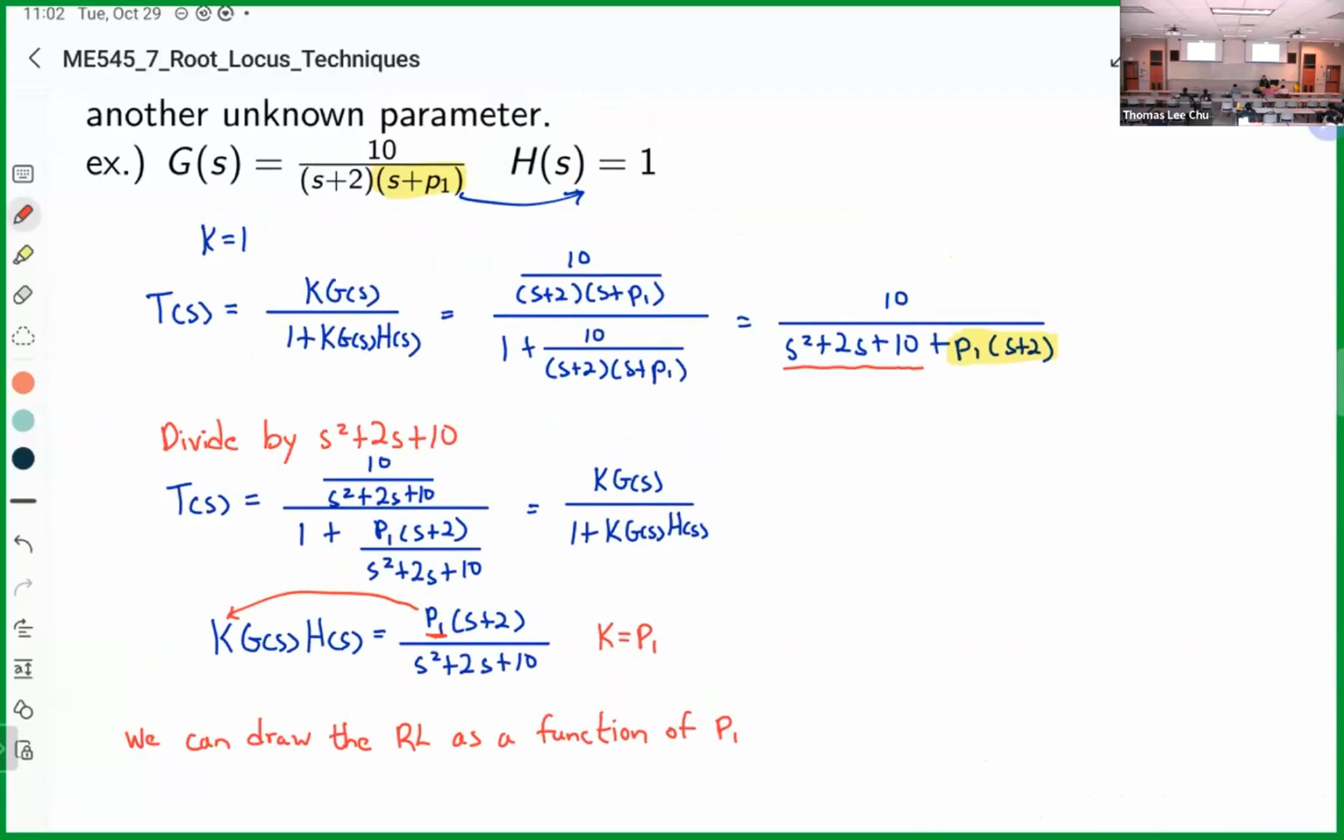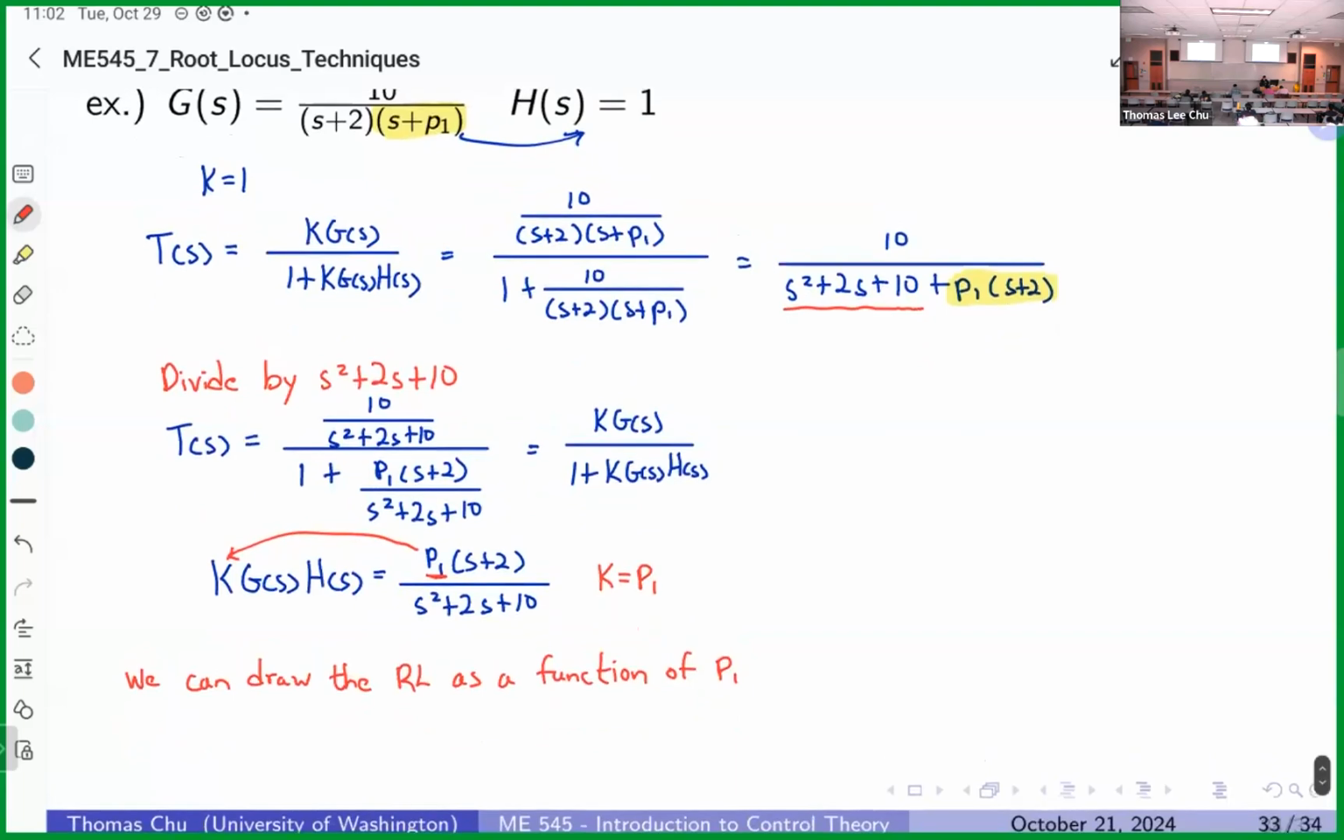So this is going to conclude chapter 8 on root locus. I'm going to upload the notes today, and then we'll start chapter 9.